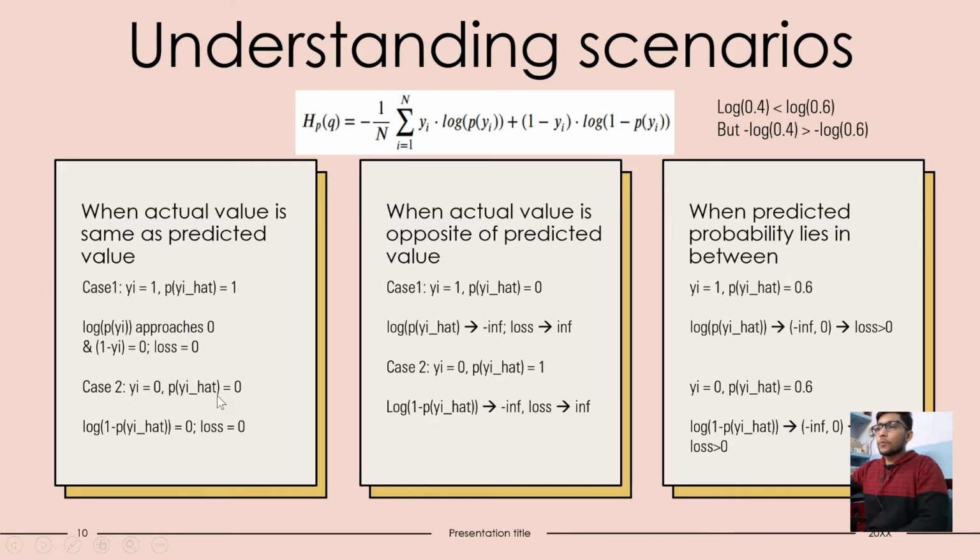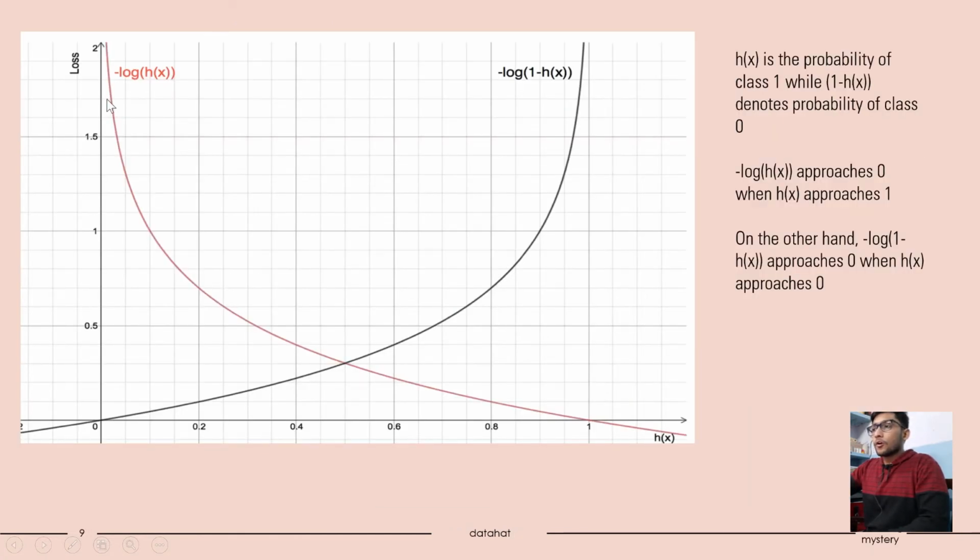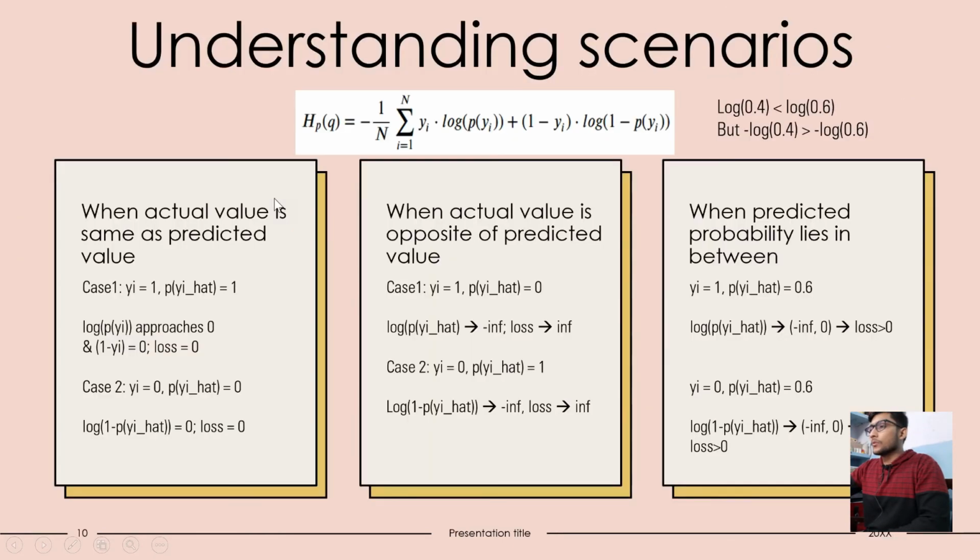When yi is 0, p of yi hat is also 0. In that case, again you want your loss to be 0. The loss for the first component would be very high, so we multiply it with yi. Now yi is 0, so this component goes to 0, and the other component, log of 1 minus p, is log of 1, which is 0. Your loss becomes 0. The other case is when your actual value is the opposite of the predicted value. In this case you want your loss to be very high. The same rules apply. You can just impute the values here and see what the results are. I give it to you as an assignment. Let me know in the comments what your results are.